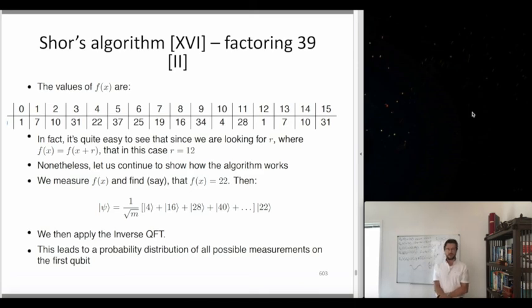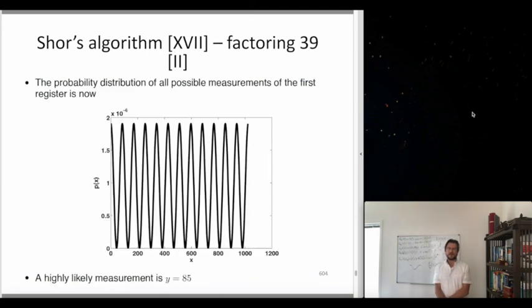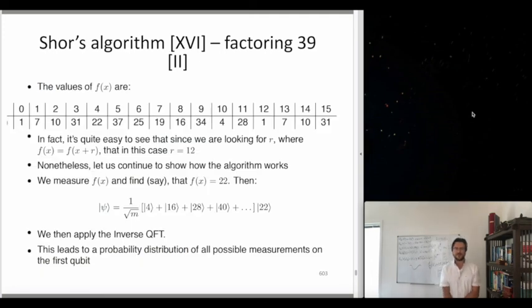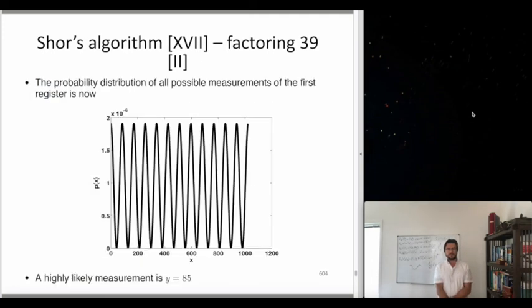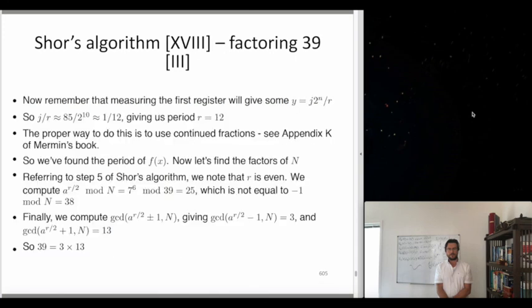So we will continue the algorithm and measure f of x and say that f of x is 22. Then we apply the inverse quantum Fourier transform, which leads to a probability distribution of possible measurements on the first qubit. And that's the probability distribution. So a highly likely measurement is y equals 85. We continue here. Remember that measuring the first register will give you that state that you see here.